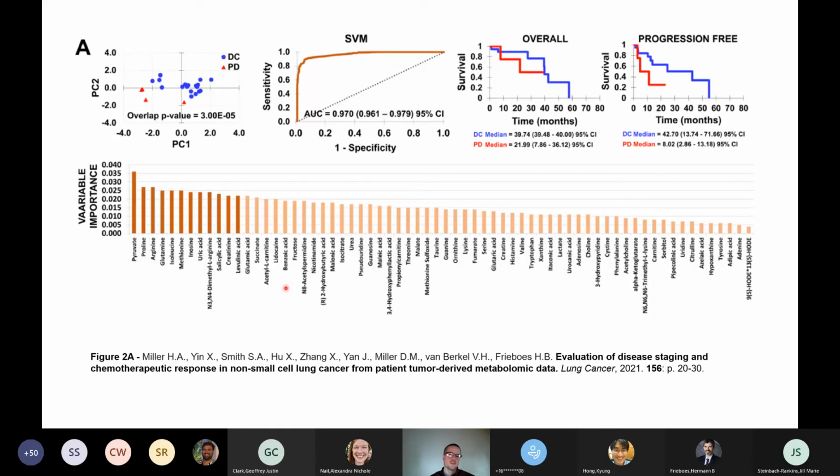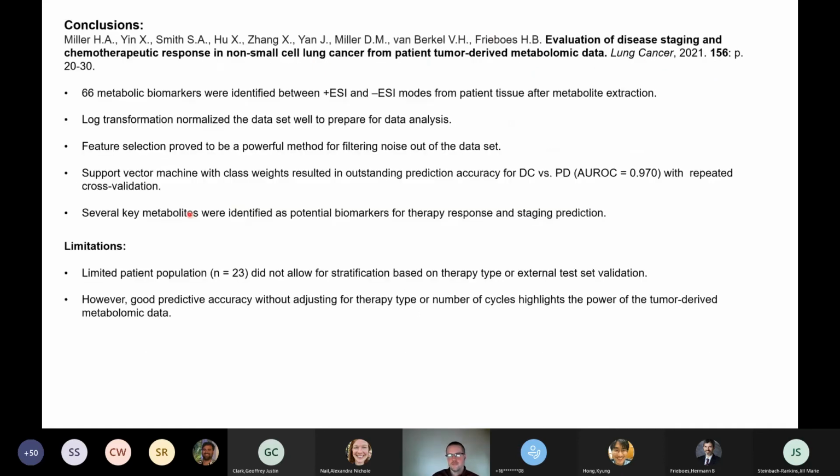So several machine learning algorithms have methods for determining variable importance based on the feature's contribution for informing the model's predictions. To help filter out the noise from the data set, we employed forward feature selection based on the variable importance scores from partial least squares. As indicated by the dark orange bars, the support vector machine used the top 12 metabolites to create the optimal predictive model.